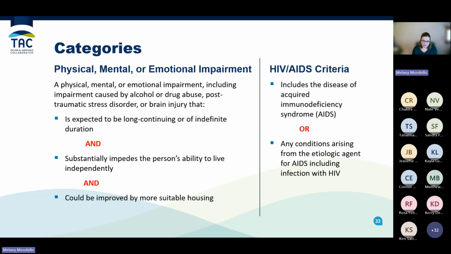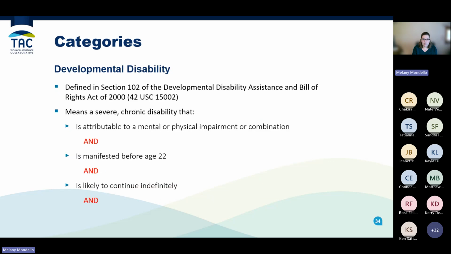For the HIV/AIDS criteria, it's important to know that it includes both the disease, so having that disease, or any of the conditions arising from it. So there, and you can see here, there's not the and statements, so it's just that certification. It's not the 3-part test like the physical, emotional impairment.